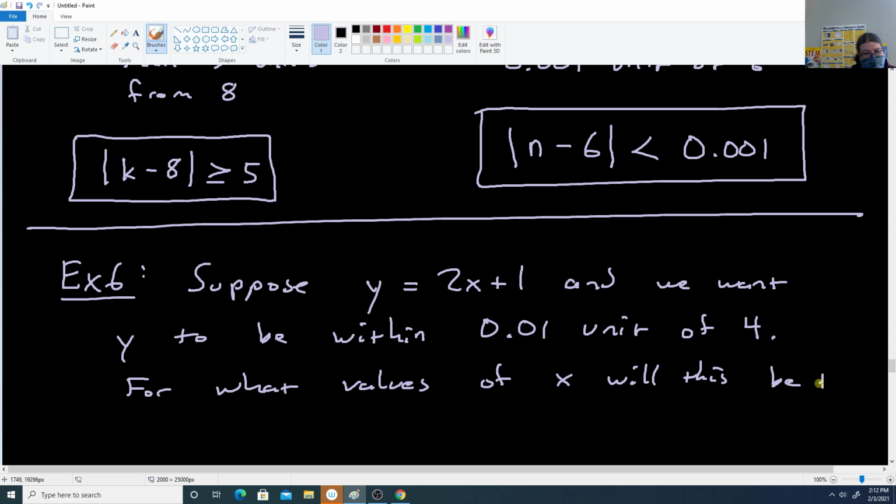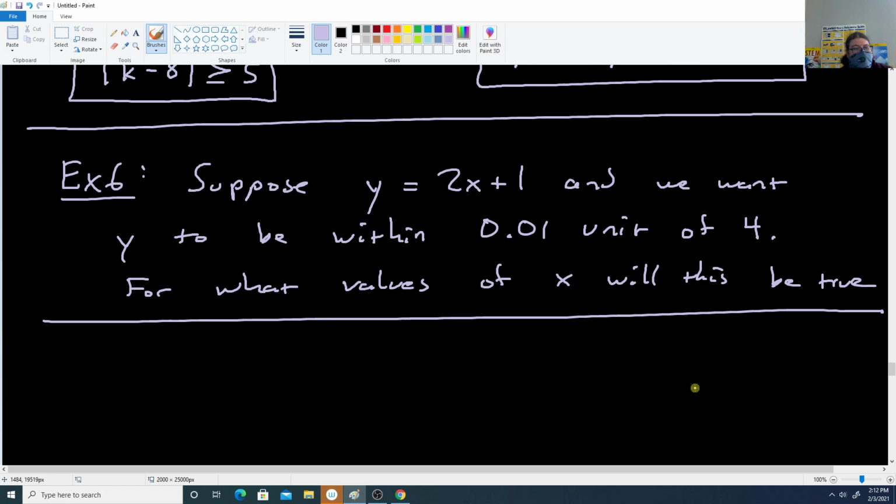Okay. So first we need to decipher what it means that y is within 0.01 unit of 4. How we're going to do that, we're going to look at the distance between y and 4. And we're going to want that to be within, which means less than 0.01 units. Now we need to figure out what x values will make this true. So we need something that gets us from y's over to x's, and what we're going to use is that y equals 2x plus 1.